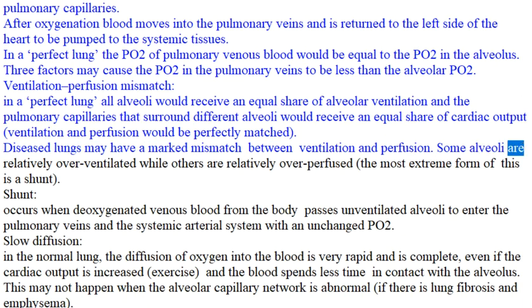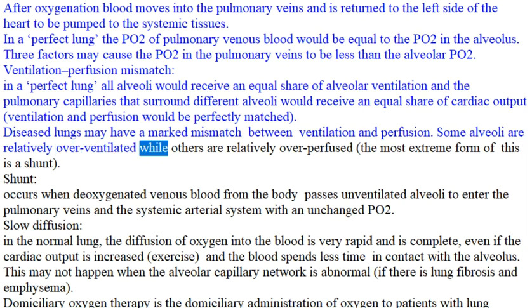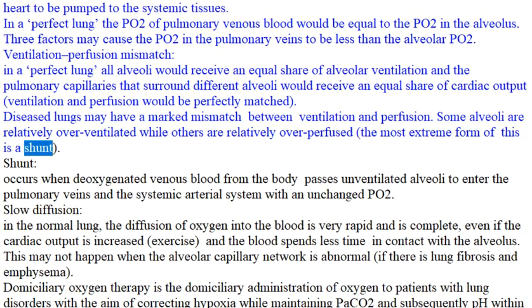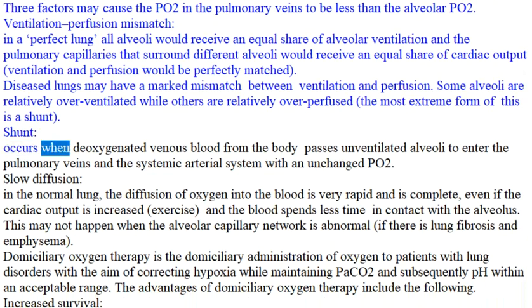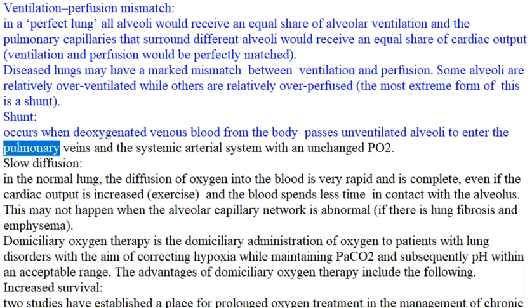Some alveoli are relatively overventilated while others are relatively overperfused. The most extreme form of this is a shunt. Shunt occurs when deoxygenated venous blood from the body passes unventilated alveoli to enter the pulmonary veins and the systemic arterial system with an unchanged PO2.